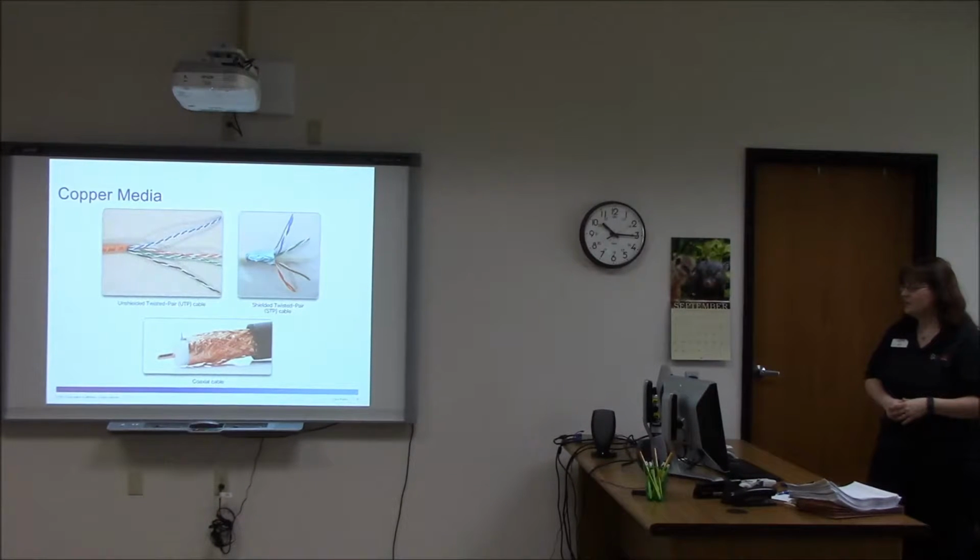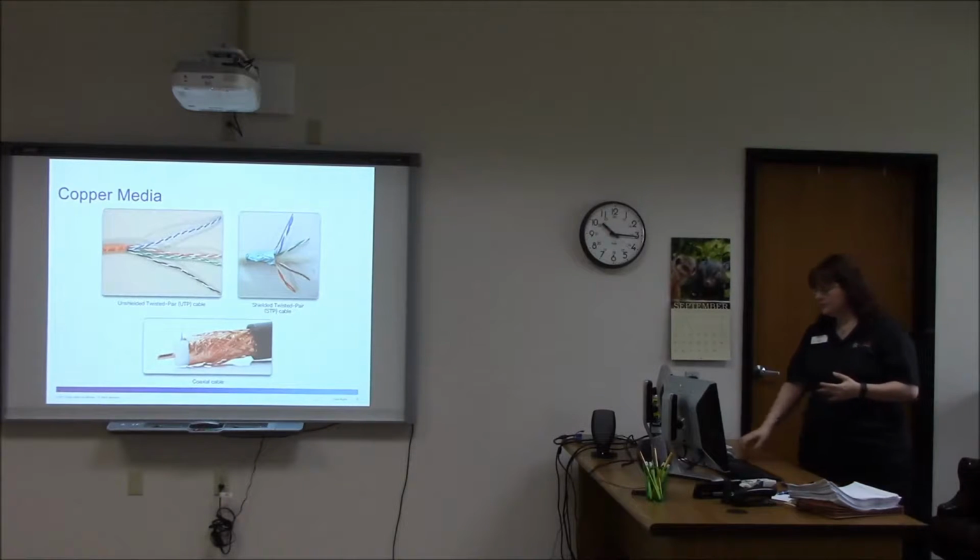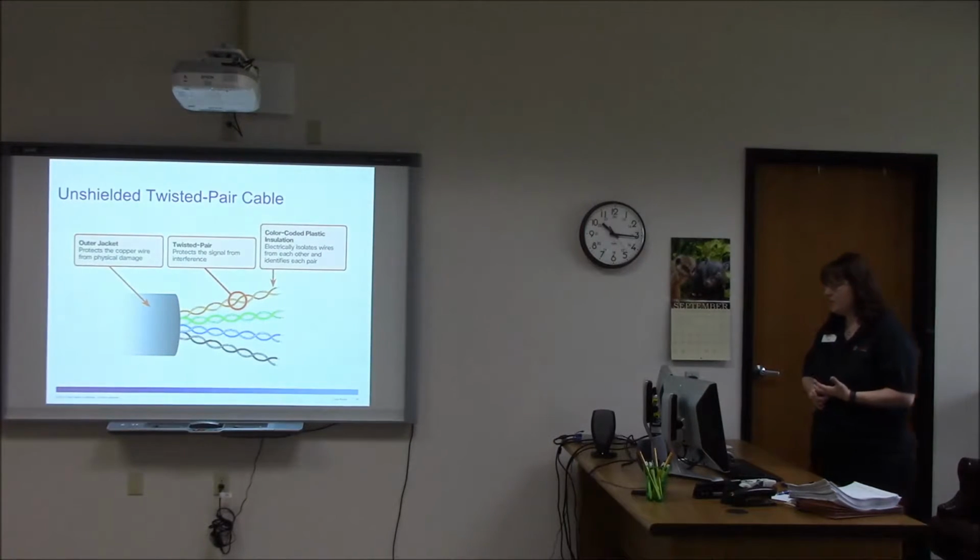There's three types of copper cabling. We have unshielded twisted pair, by far the most popular. That's the $70 stuff at Lowe's. We have shielded twisted pair, a little bit more expensive. And we've got the coaxial cable. So let's talk about those.